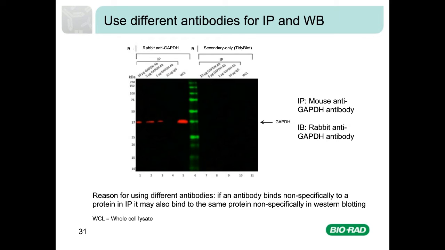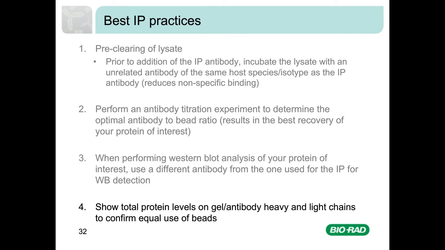For the final piece of best practice advice, I would like to discuss the importance of showing total protein levels on your gel or Western blot. This helps to show equal loading. Should you have eluted antibodies off of the beads during the elution step, you can also show that you used the same amounts of antibody by showing the antibody heavy and light chains. One quick and convenient way to show total protein levels is to use stain-free imaging technology. I will discuss the technology further on the next slides.